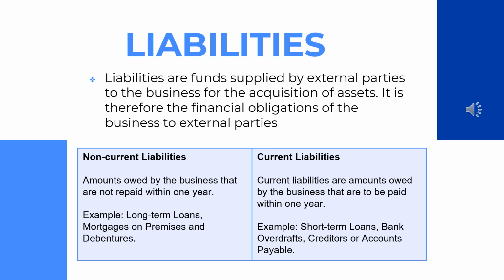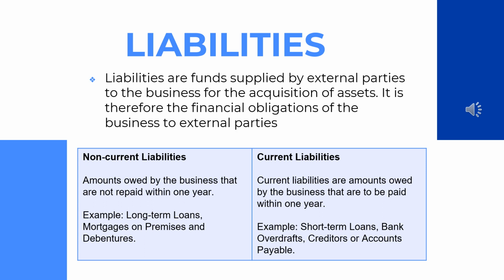So asset equals owner's equity plus liability. So what are liabilities? It is funds supplied by external parties to the business for the acquisition of asset. It is therefore the financial obligation of the business to external parties. It can be divided into two, non-current liabilities and current liabilities, equal to the asset part.